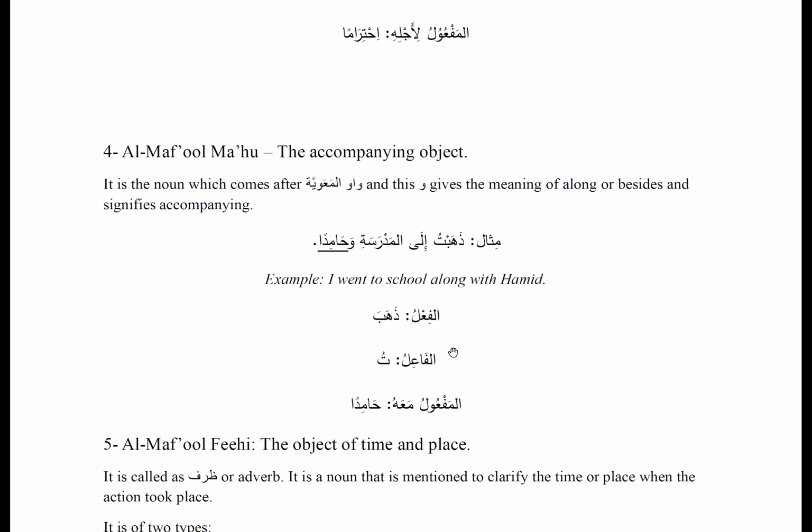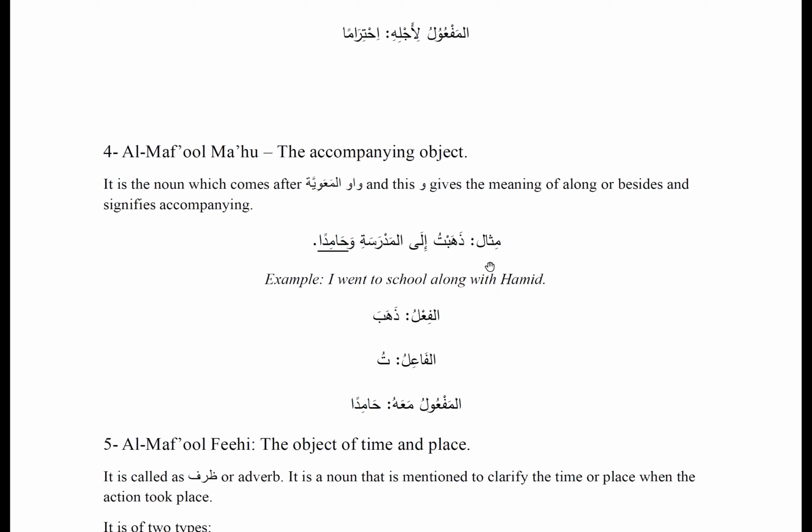Then the fourth one, al-maf'ul ma'ahu, which is the accompanying object. It is a noun which comes after waw al-ma'awiyya. There's something called waw al-ma'awiyya, which is the waw of togetherness. This waw gives the meaning of along or besides. So the meaning of this waw is to be along or besides, and it signifies accompanying.